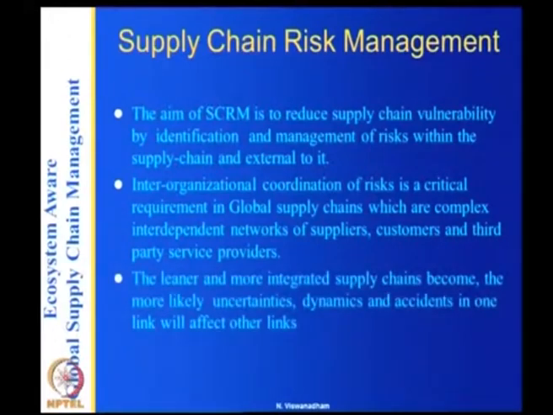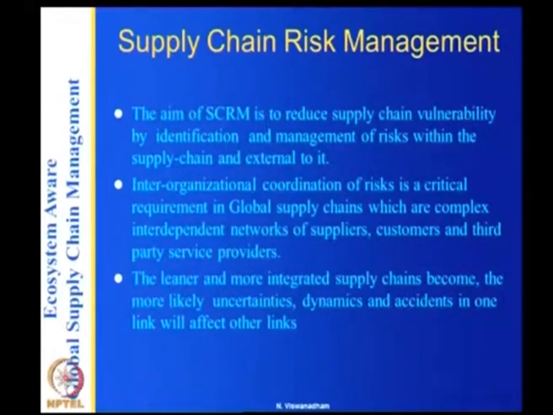And the leaner and more integrated supply chains become, the more likely uncertainties, dynamics, and accidents in one link will affect the other. Although we have found that global supply chains, if you make them leaner and more tightly coupled, are possibly more fragile and more prone to risks. So inter-organization coordination of the risk is critical.